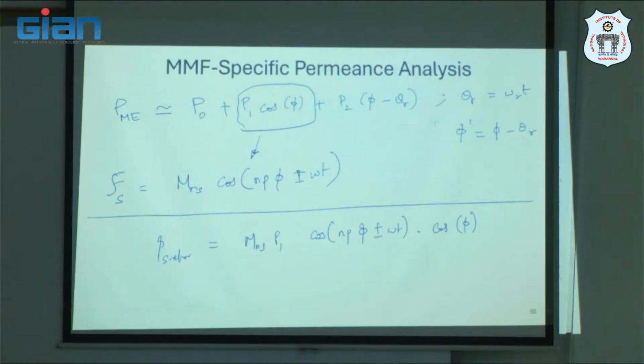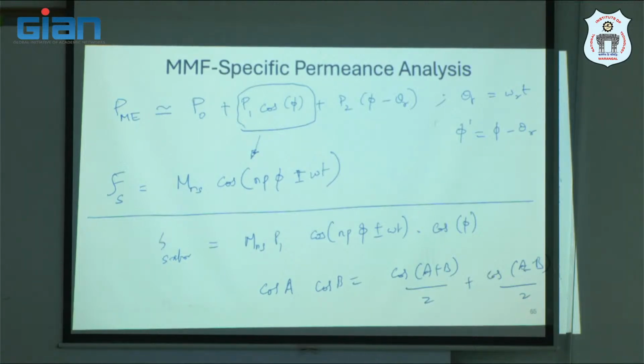Cos A cos B is 2 into cos of A plus B by 2 cos of A minus B by 2. Okay, so we have cos A cos B as cos of (A plus B) by 2 plus cos of (A minus B) by 2. Right? So we have two terms for this product.